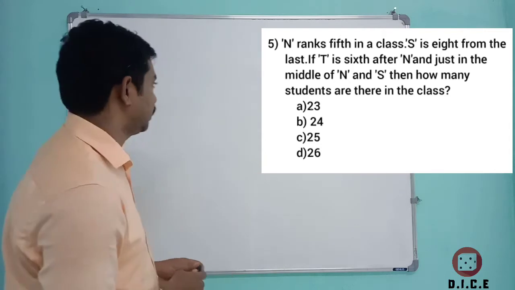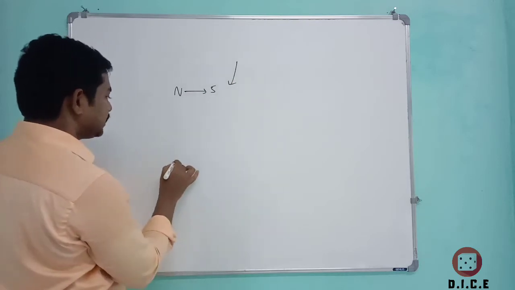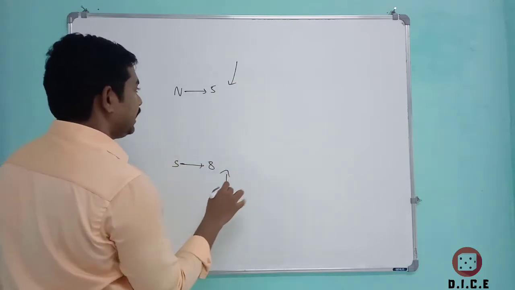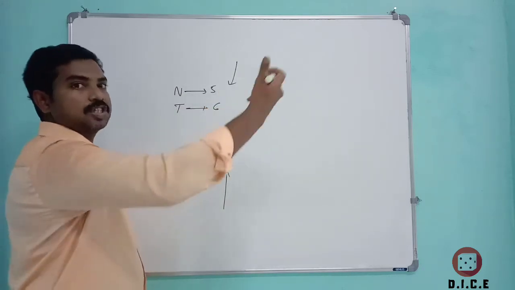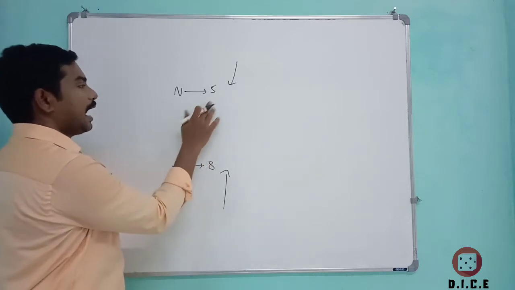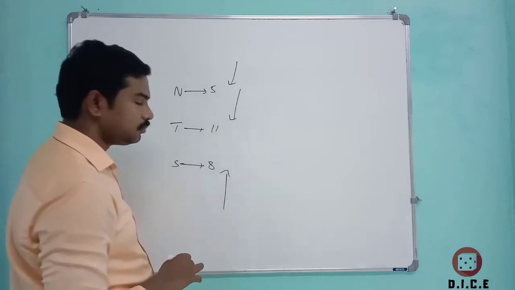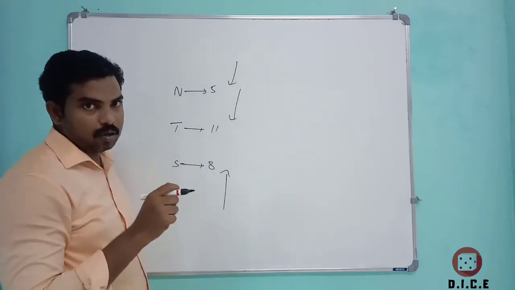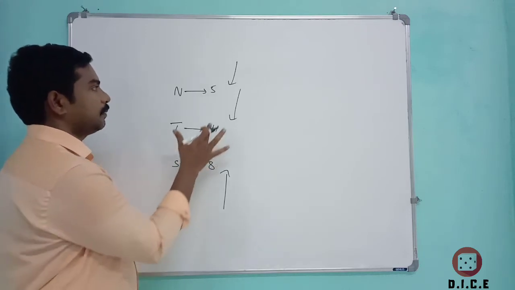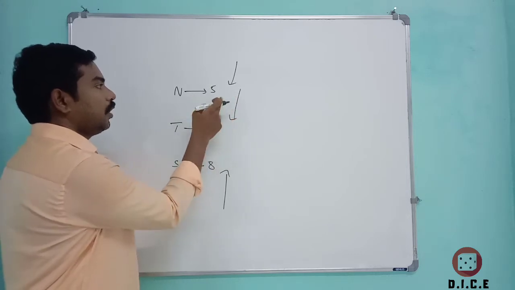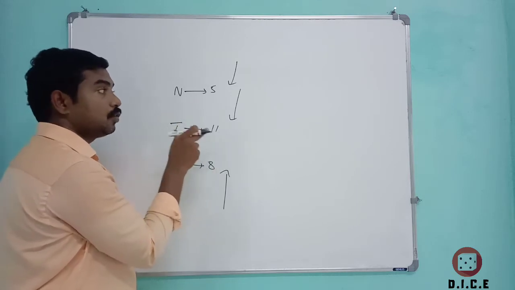That point must be kept in mind: N ranks 5th in the class, that is fine. S is 8th from the last, that is also fine. T is 6th after N, which is not the case of T being 6th. T is 6 positions after N. That point is very important. So if we add 6 to 5, T will be 5 plus 6, that is 11th from the top. Now if you want to know the total students based upon a single character, we have to know the 2 ends. If you add 6 to 5, T becomes 11th from the top.